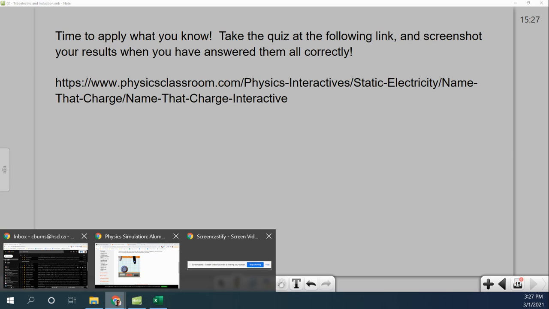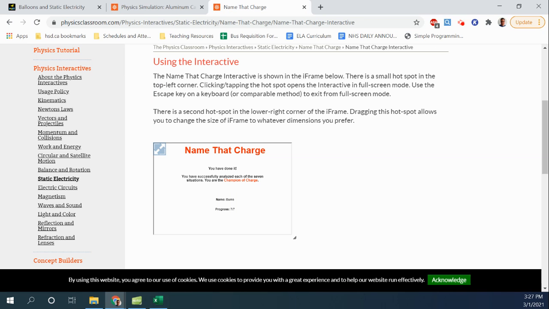It should look like, and I guarantee this is not going to load on the first try. Oh, that was fast. It should look like this. And when you're done, this is, I did it already. I didn't want to spoil the questions. So this is what that little certificate thing I was telling you about would look like. Name that charge. You have done it. You have successfully analyzed each of the 7 situations.